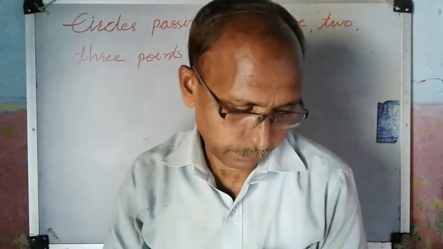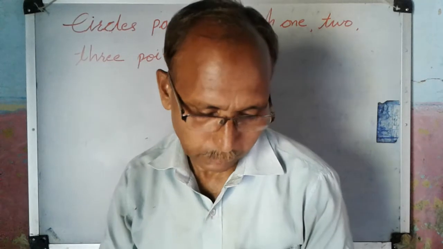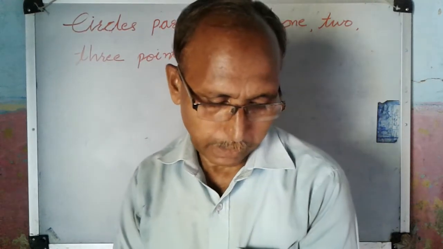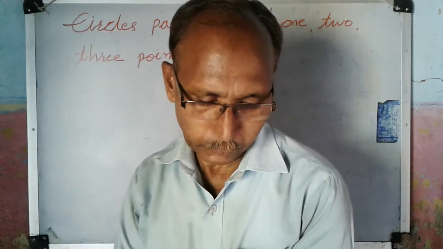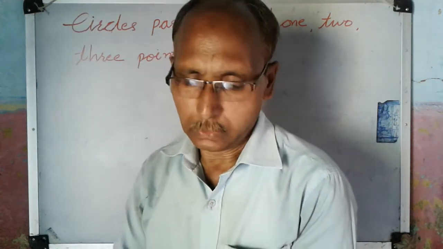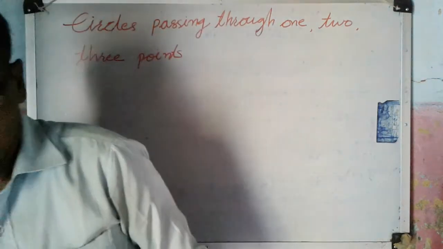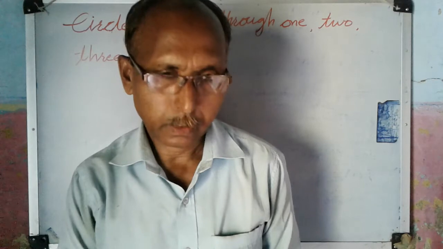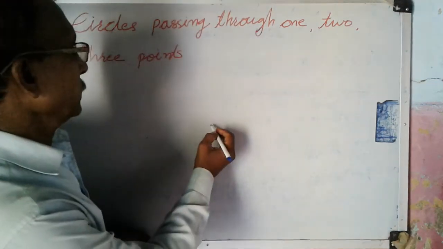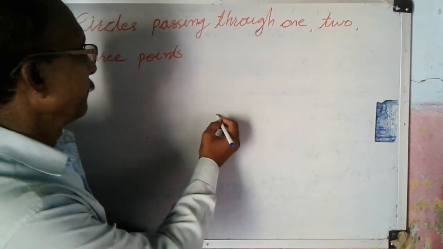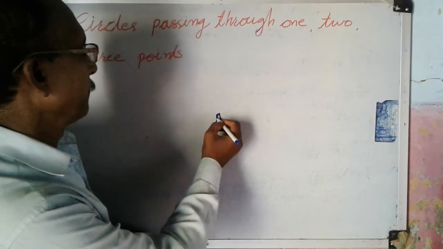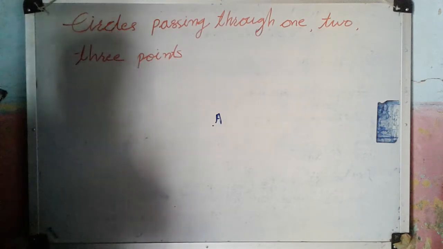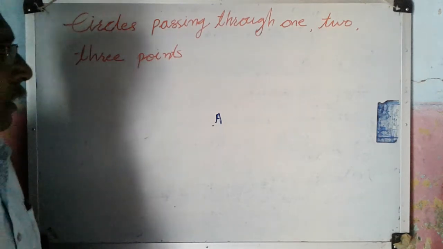Now in our third chapter, circle of geometry, we will learn circles passing through 1, 2, 3 points. First we will see how many circles pass through one point. So here, suppose this is point A, and from this point A, we will study how many circles can be drawn.